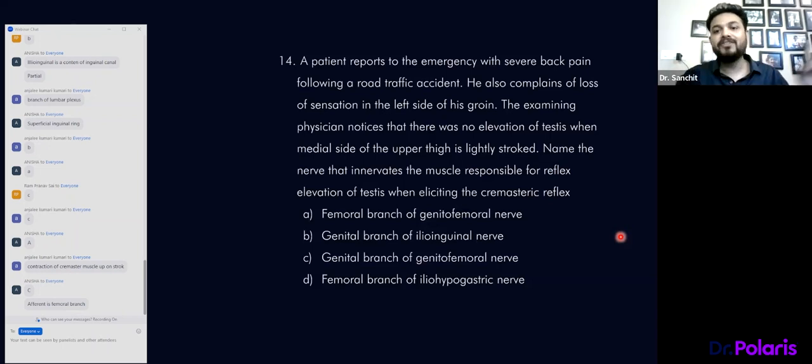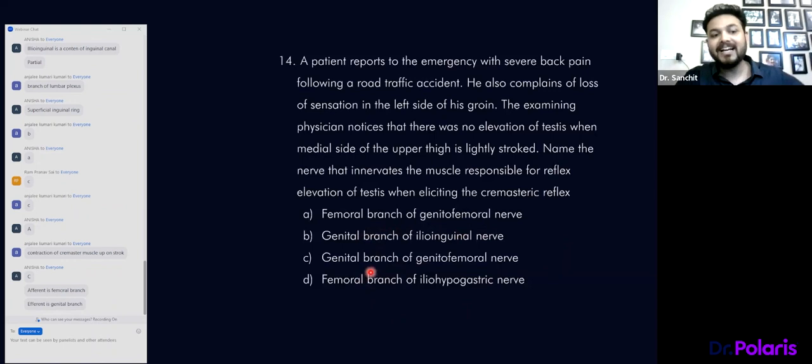So don't confuse in this question. The afferent branch, the branch that is carrying that impulse to the brain, is the femoral branch of the genitofemoral nerve. And the branch that is causing that reflex, the efferent, is the genital branch of the genitofemoral nerve. I am asking about the fact that this thing didn't happen, which means I'm asking about the efferent branch. So that is why the answer becomes the genital branch of the genitofemoral nerve.